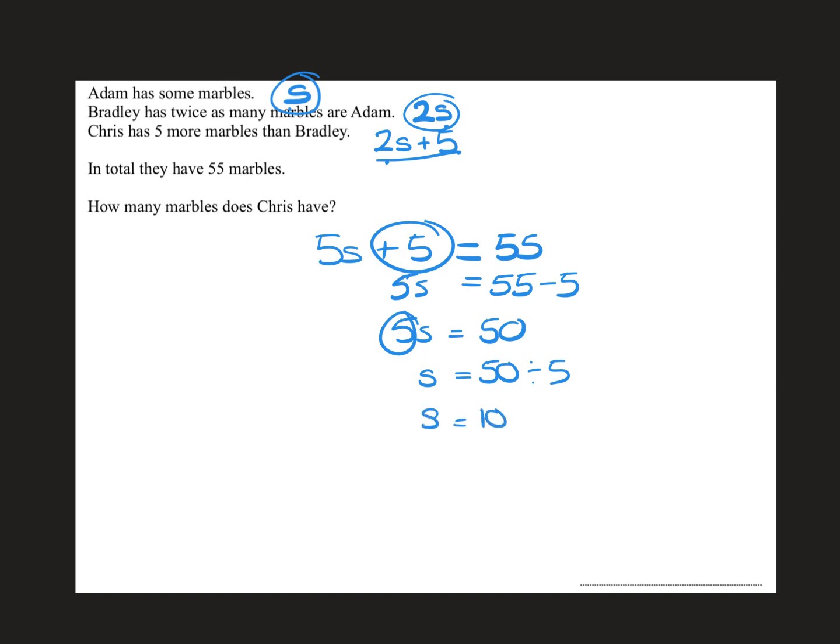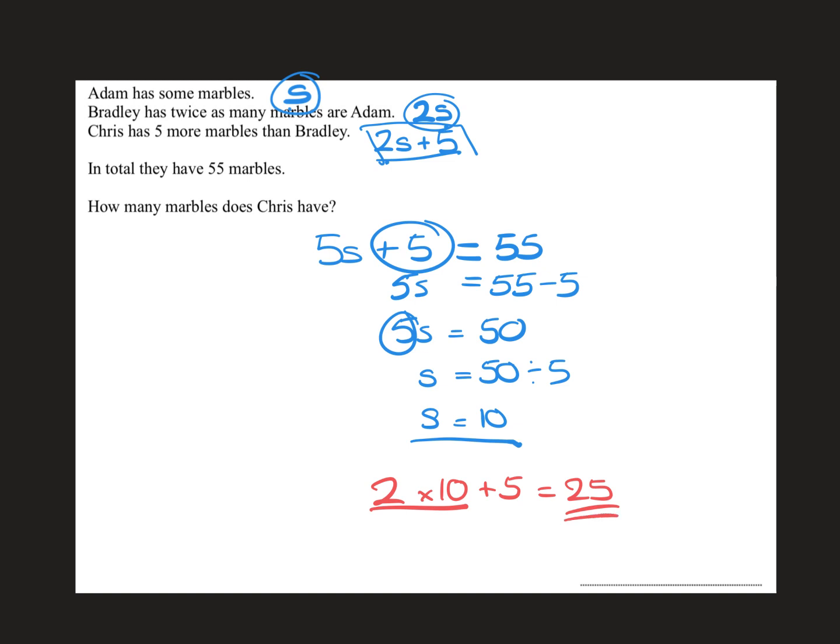So we now know how many Adam had because S was 10. That was our some marbles. The some marbles turned out to be 10. Now, the question actually says how many marbles does Chris have? So Chris, he had 2S plus 5. So if S is 10, you're going to need to substitute that in and do 2 times by 10 because he had 2S plus the 5, which means 2 times by 10 is 20 plus 5 is 25. So Chris had 25 marbles.